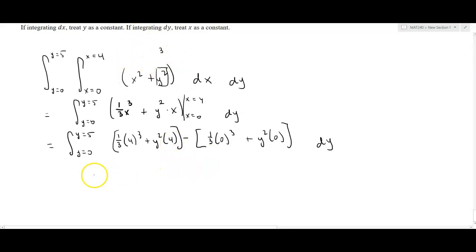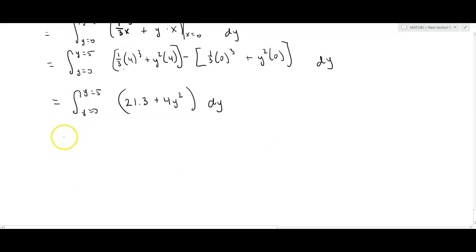So this will come out to about the integral from y equals 0 to y equals 5 of 21.3 plus 4y squared, and that's still dy. Now we're just going to take that integral on the outside, which is with respect to y, and that's going to happen much in the same respect as we would take a normal integral. So the integral of 21.3 is 21.3y. The integral of 4y squared is 4/3 y cubed. And all of that needs to be evaluated at y equals 0 and y equals 5.